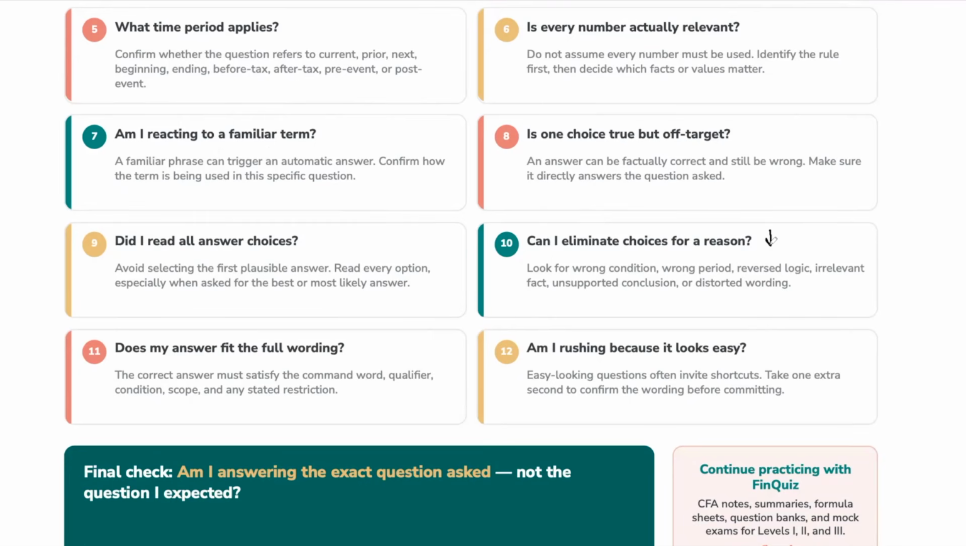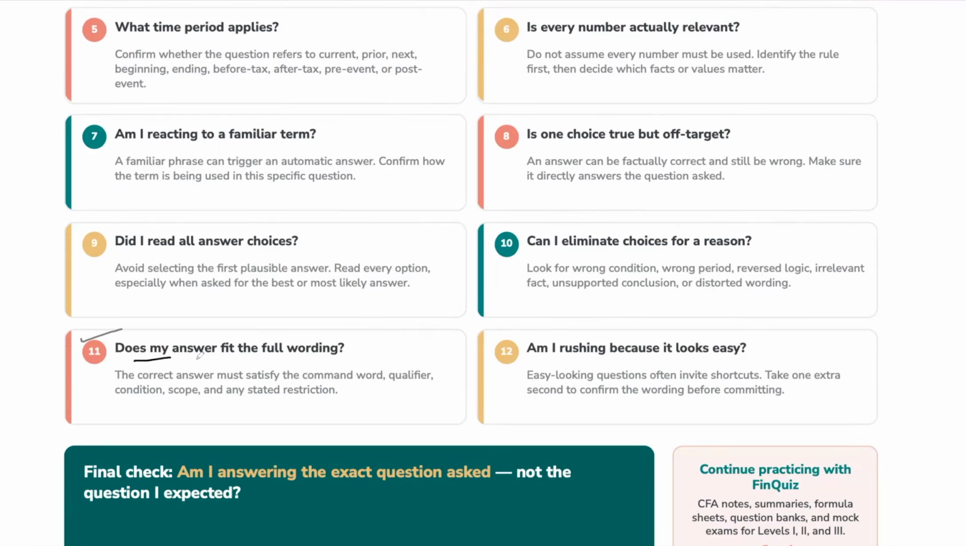For example, if a bond's yield decreases, its price increases, assuming no change in credit risk. So if one answer says the price decreases because investors require a lower return, that reverses the logic. If another answer says price is unchanged because coupon payments are fixed, that ignores the discount rate. The correct answer is the one that connects lower yield with higher price. When you eliminate choices for a clear reason, you are not guessing. You are controlling the question. So guys, notice the reasoning. Why? Because you are eliminating for a reason. That is how you stay calm in the exam.